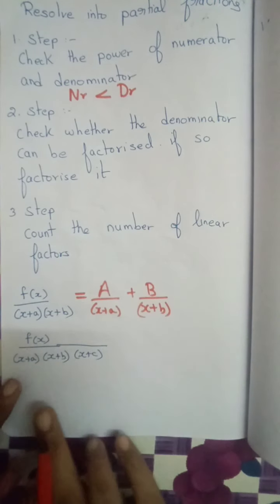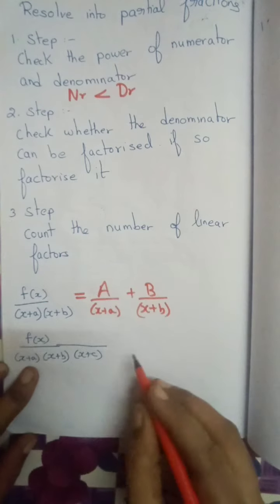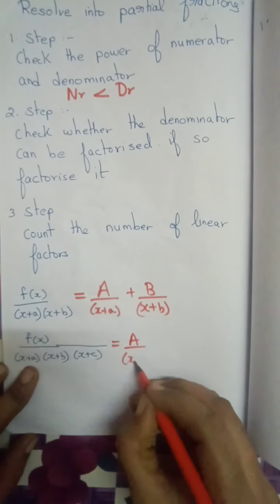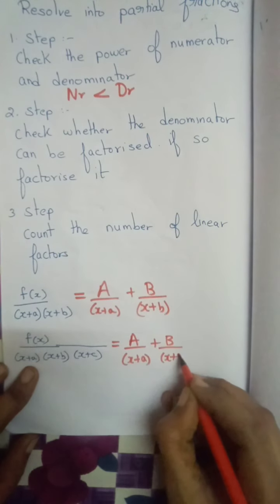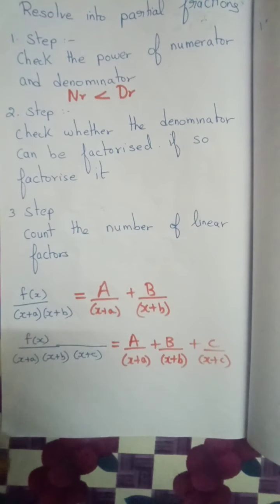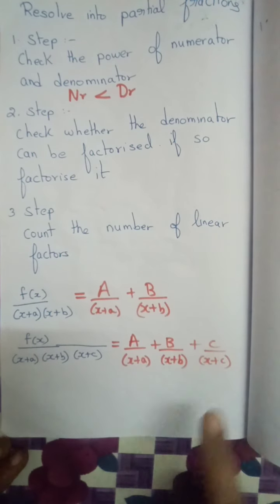Suppose if you have 3 linear factors, we have to resolve into 3 portions: A by x plus a, plus B by x plus b, plus C by x plus c. So like that it goes on. Depending upon the number of factors, we have to keep on resolving it.